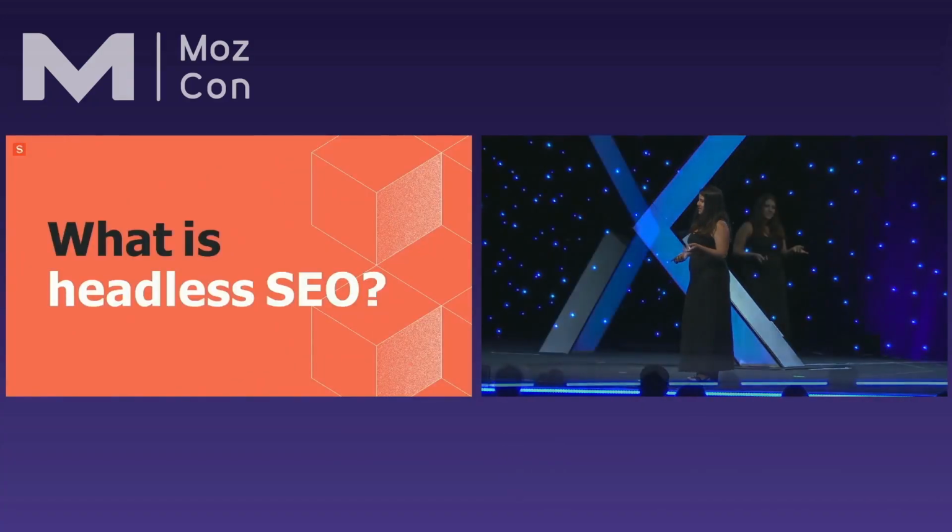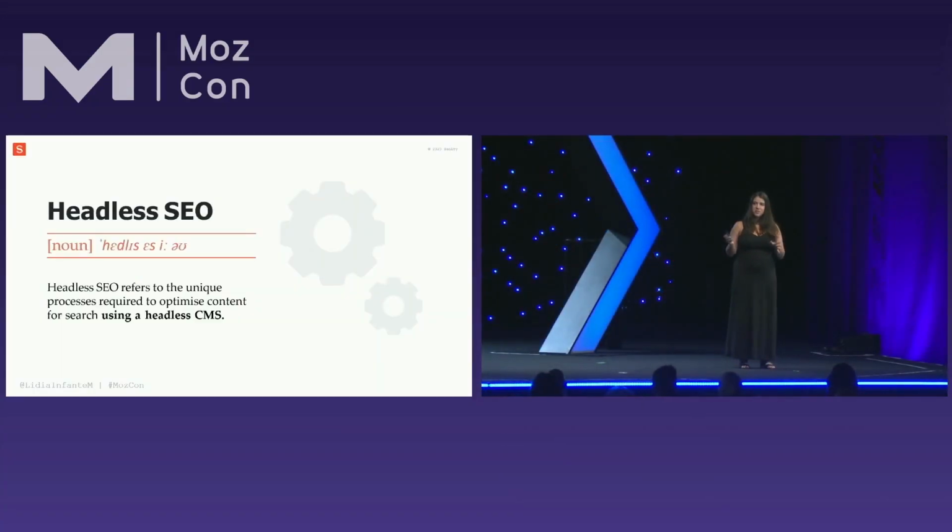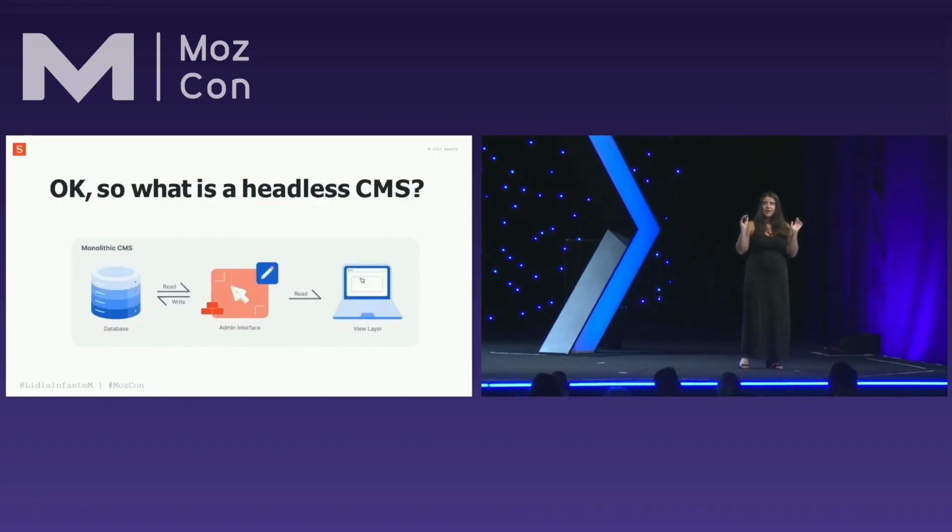We're going to talk about what is Headless SEO, and I made a small definition here, but many of you might not be familiar with what exactly a Headless CMS is, so I'm going to try to cover that. A monolithic CMS looks like this. This is your classic WordPress. It has a database and an admin interface. The admin interface is the bit where you type your URL/admin and go in there, and then the view layer, which is typically a website.